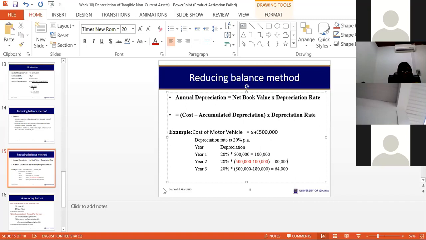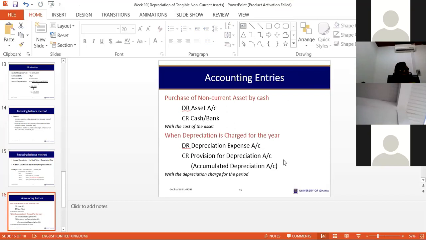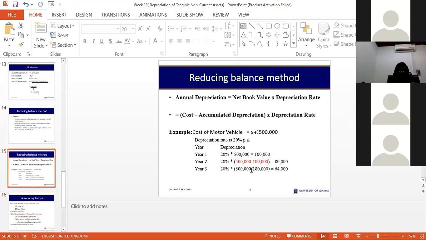Are you okay? Yes, madam. Please, for this example, we sum all the depreciations to get the accumulated one? Exactly. That is what I've just explained. So then we are going to have 244,000.